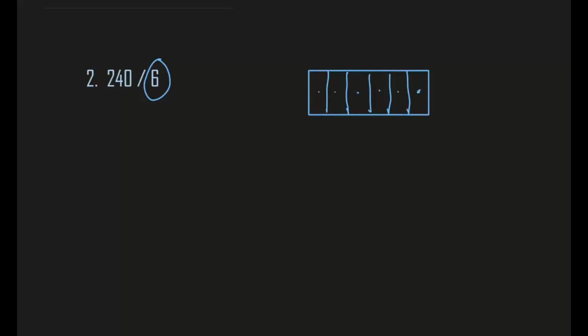Okay, so now we know that the total is 240. So let's do this. 240. Now we need to figure out what's in each of these boxes. So this is our answer. Now again, we're going to use a pattern. We have 24 divided by 6.